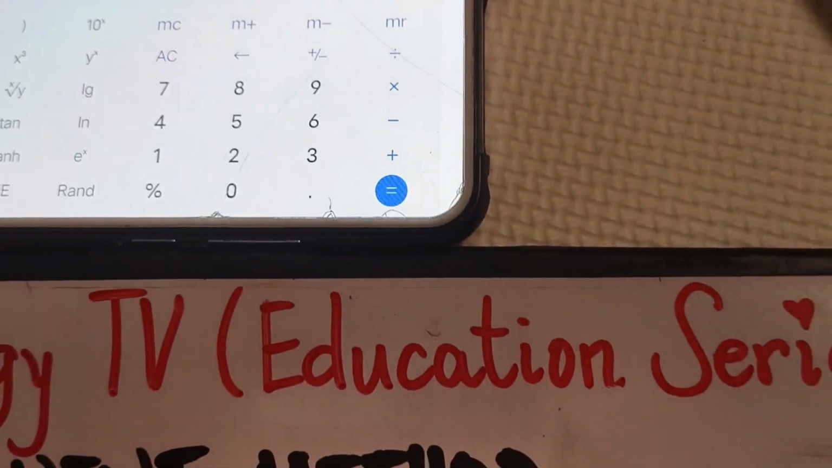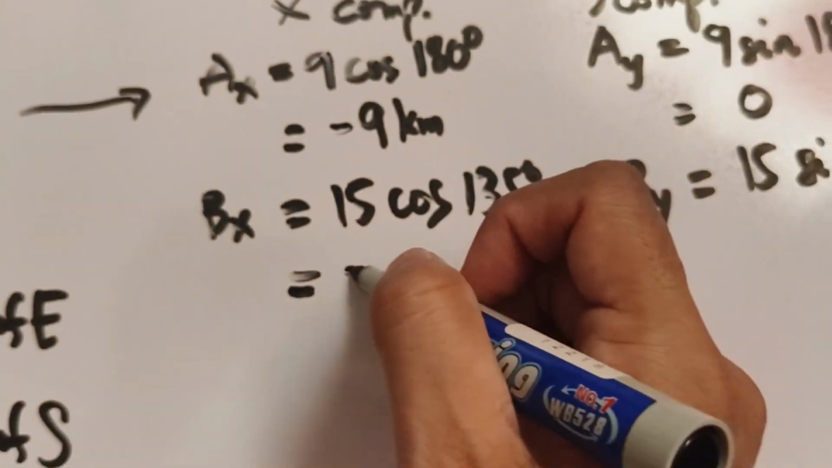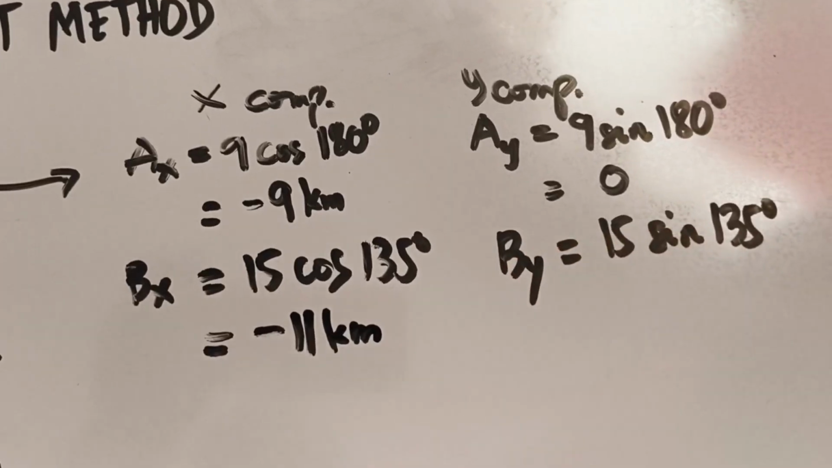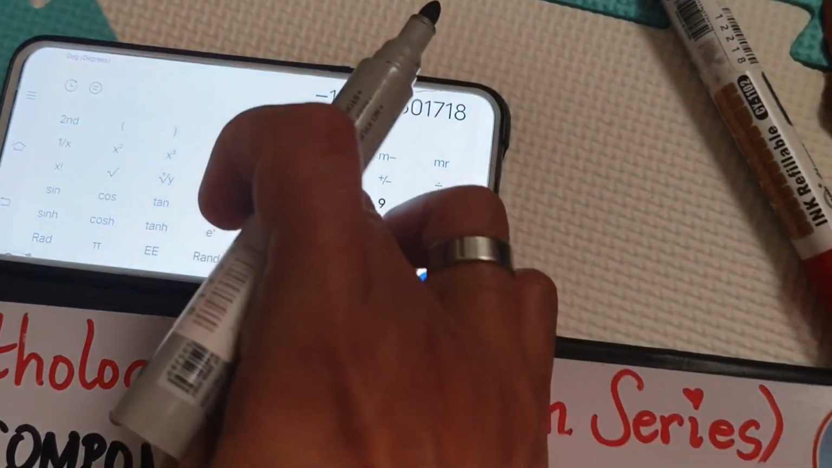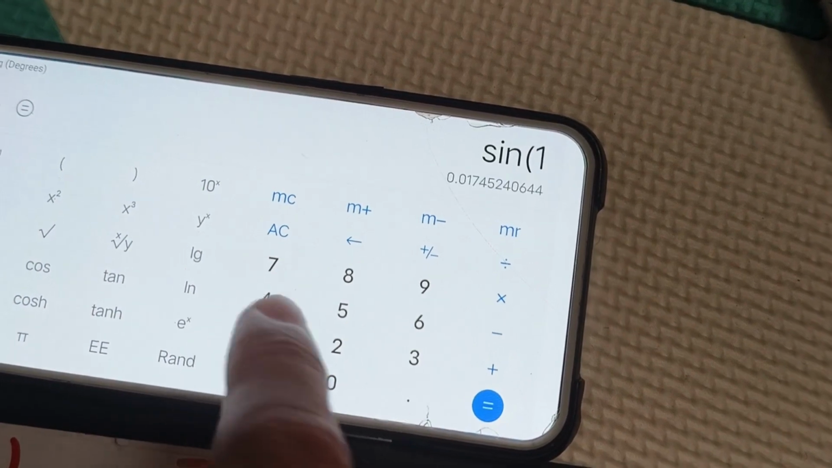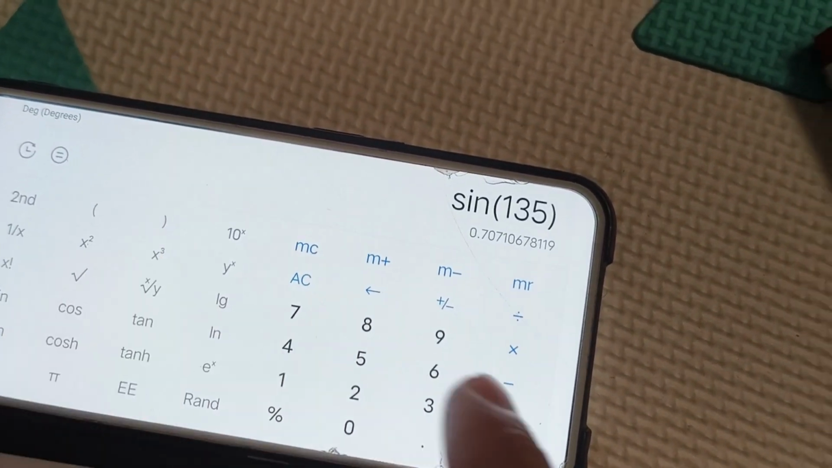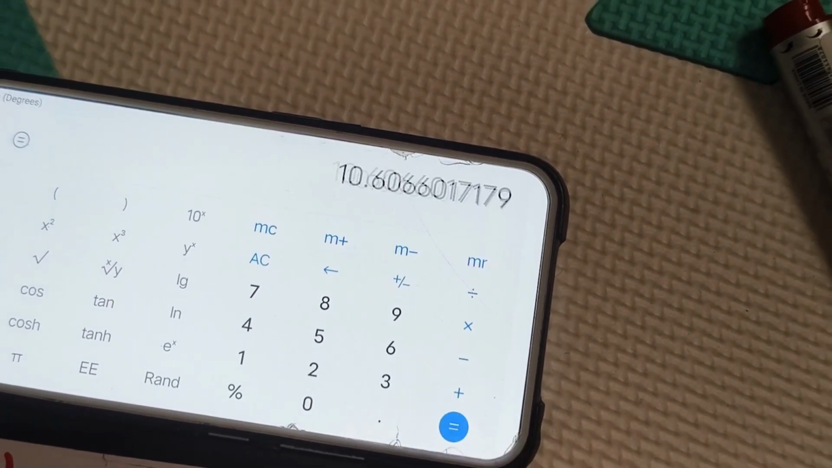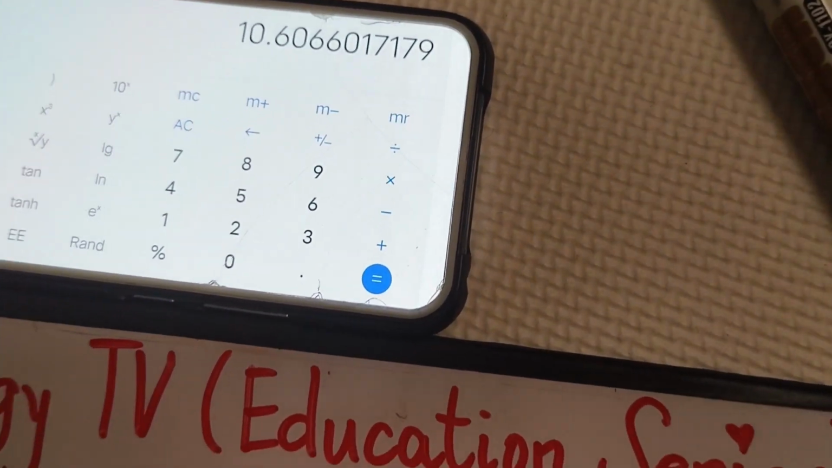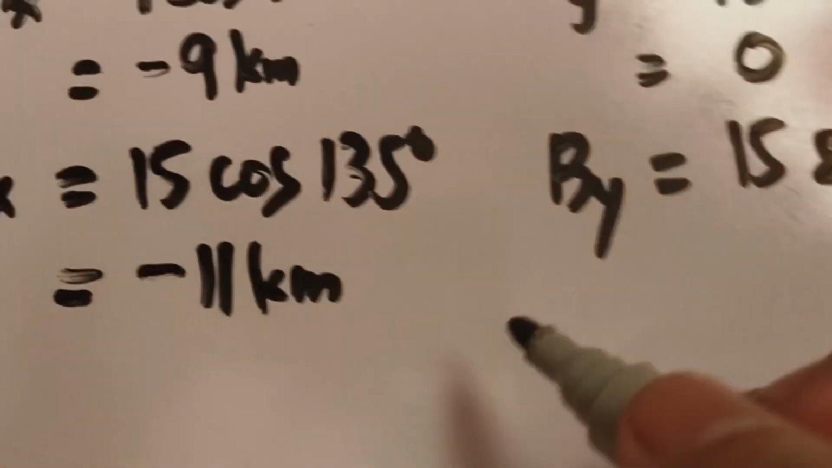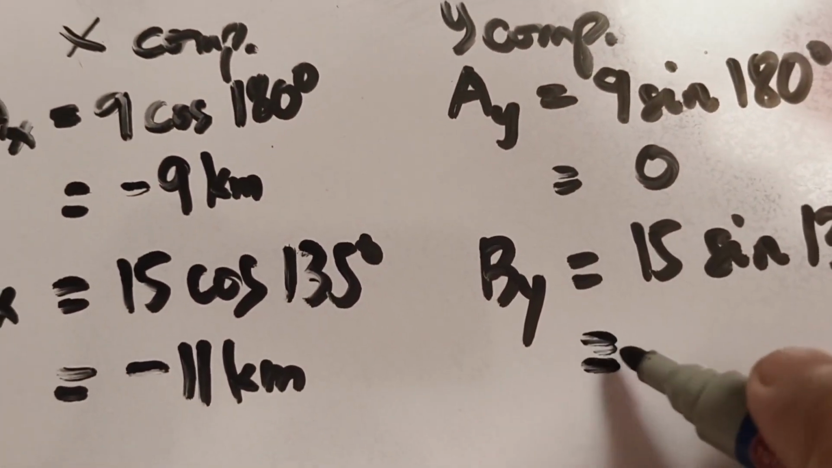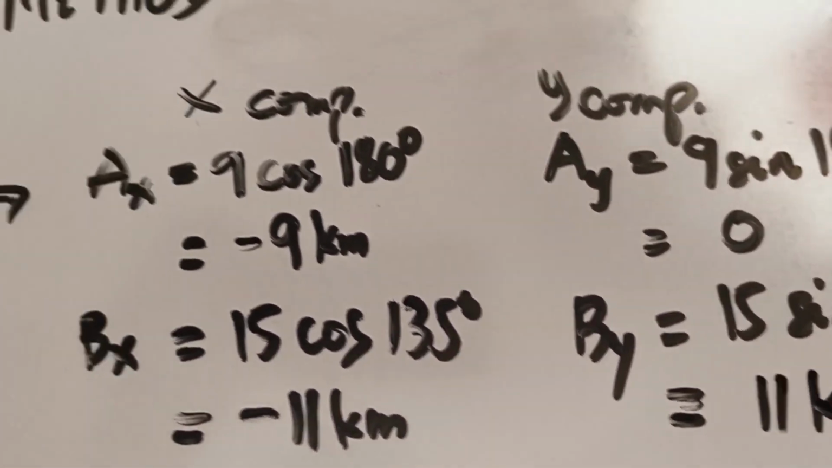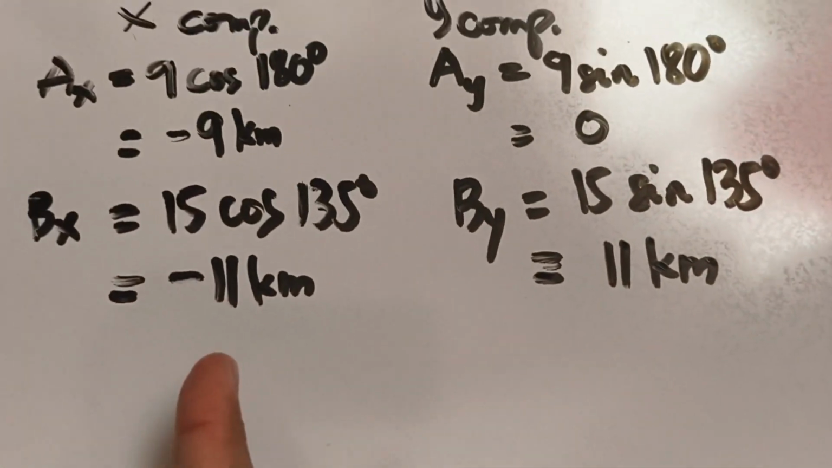So this will be negative 11 rather, kilometers. And for the Y component, sine of 135 times 15. So, ganun din. Siyempre, dahil 45 degrees yan, same yung magiging magnitude ng component. Okay, so this is positive 11 kilometers. So, nakita nyo, automatic lumabas yung negative.